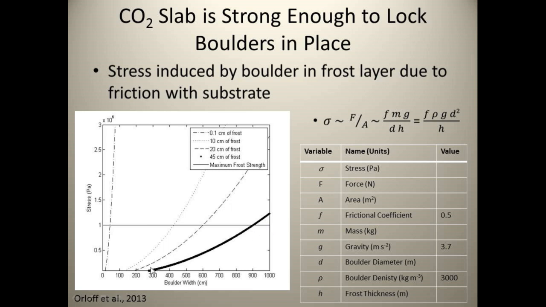And each of these lines corresponds to a different CO2 frost thickness, from 0.1 centimeters to 45 centimeters. And we have as much as a meter of frost in some locations. And what this shows is that if the CO2 frost is as strong as we've ever seen it experimentally, then we can trap 9-meter boulders in this frost.